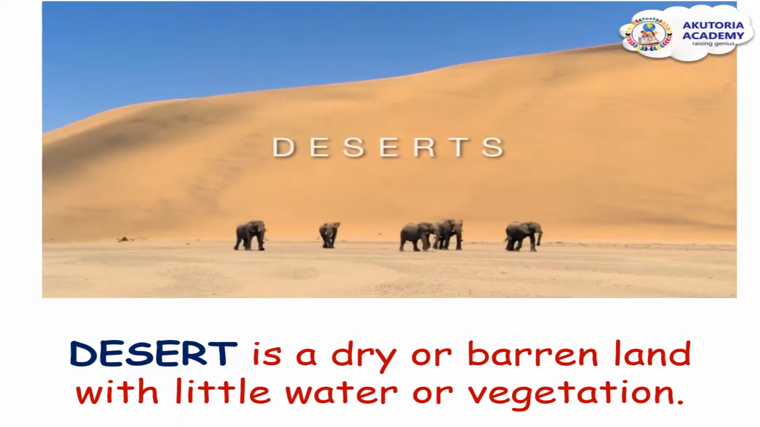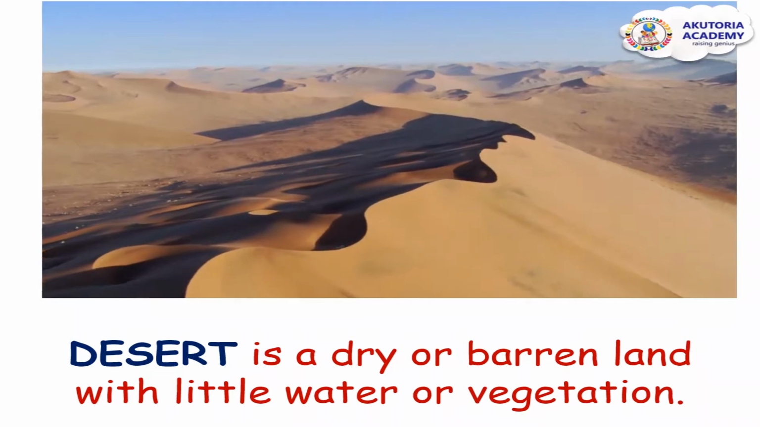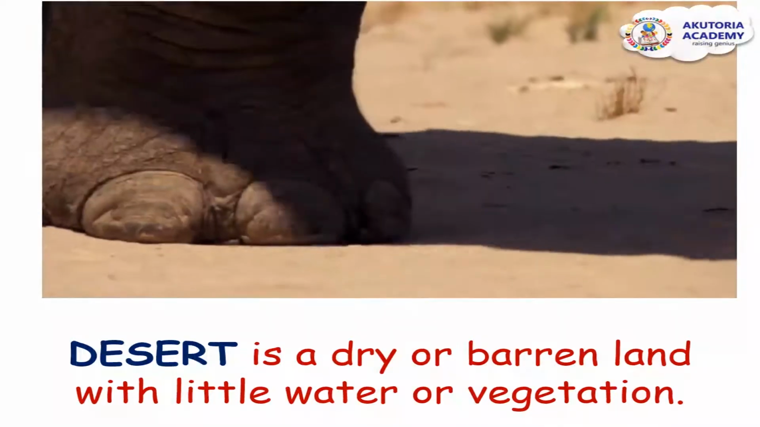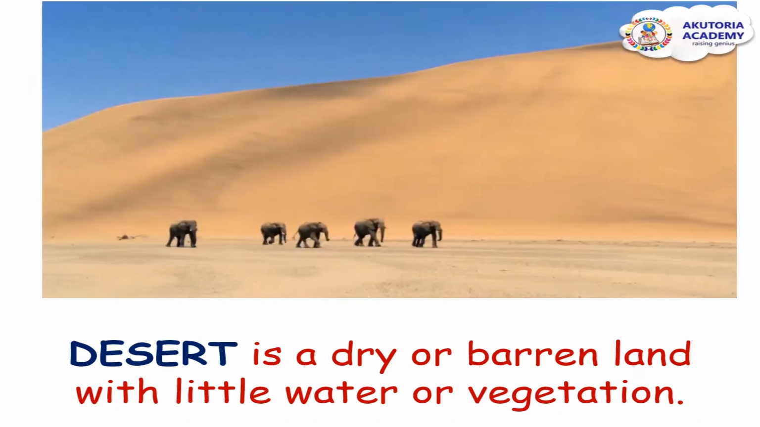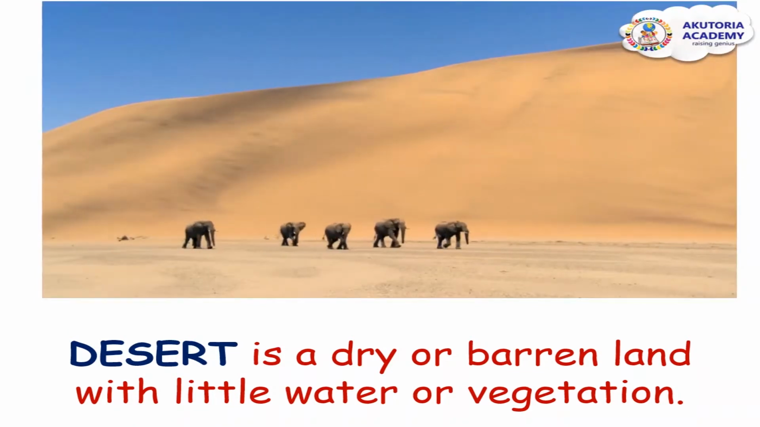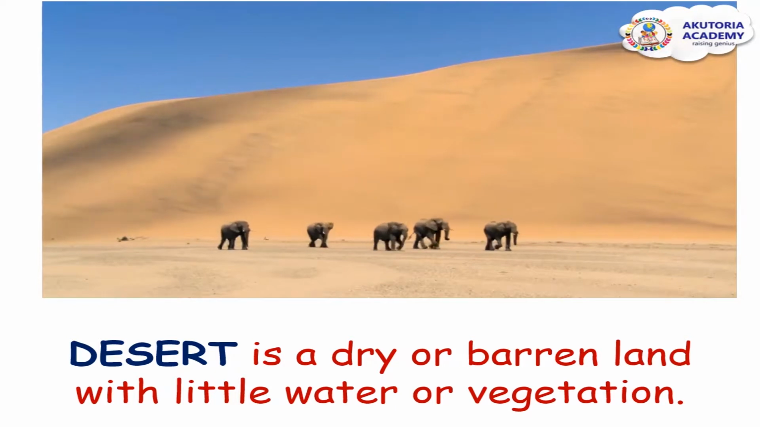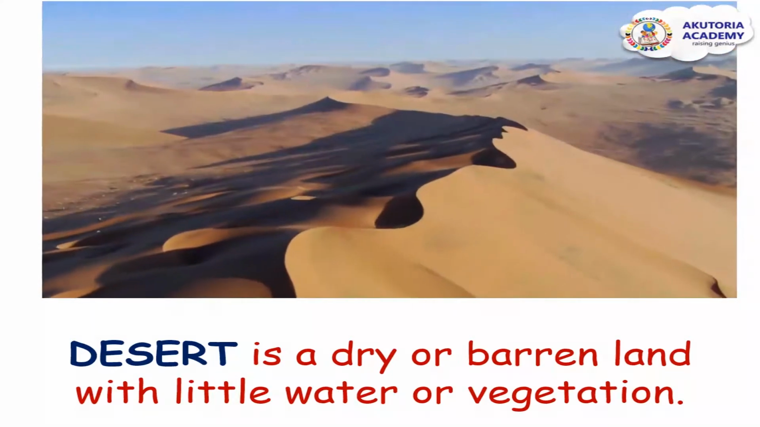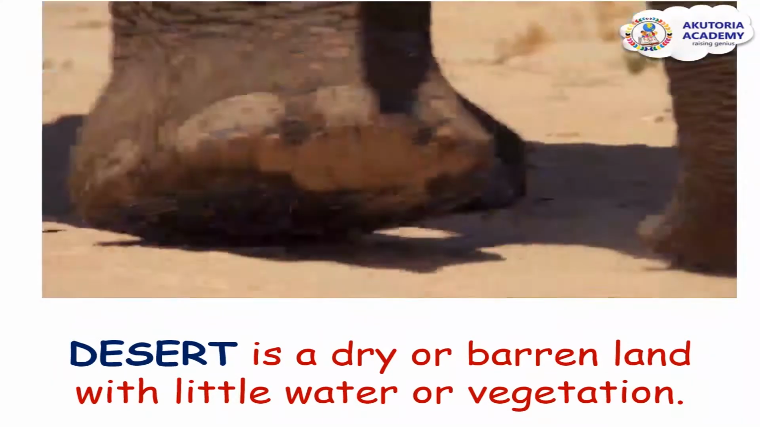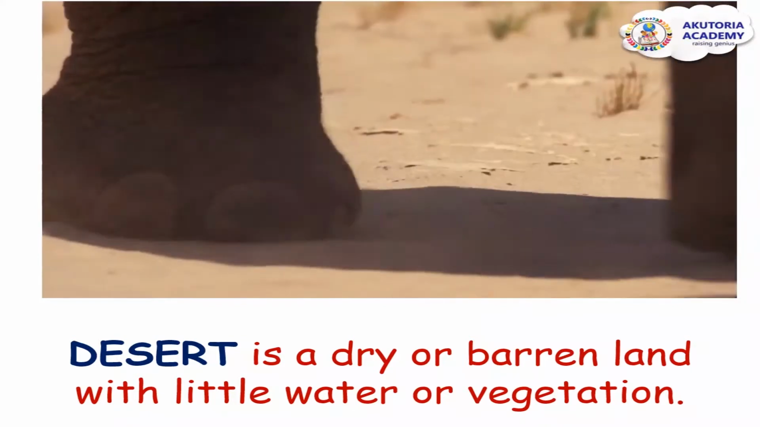Can we find water in the desert? Yes, I just showed you an oasis. But that water is little compared to other areas that are not desert areas. Can we find vegetation? Can we find some plants in a desert? Yes, we can, but they are still very little. So a desert is a dry or barren land with little water or little vegetation.